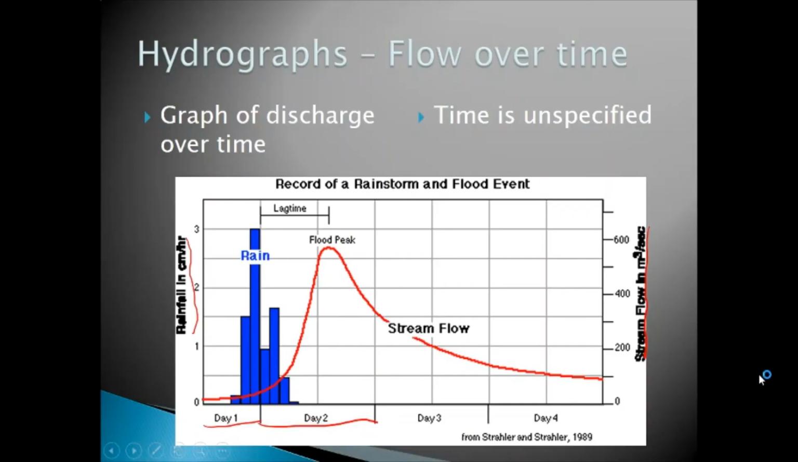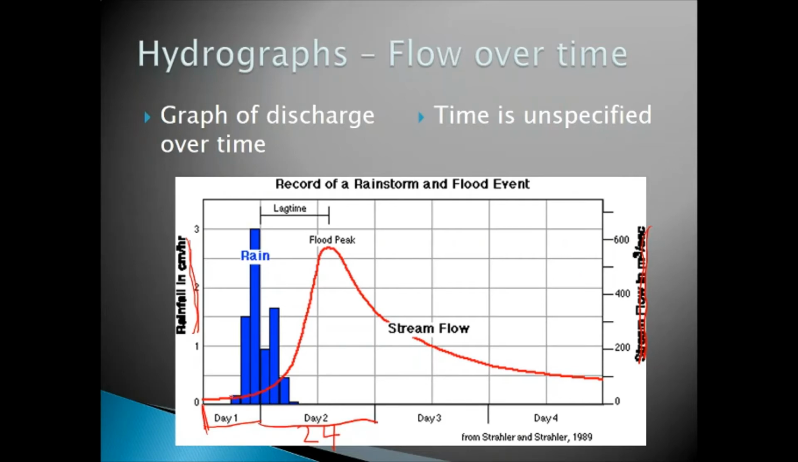All right, so now let's move into thinking about how much water is flowing down the stream over time. What we use to do this is called a hydrograph. A hydrograph is a graph of discharge over time. Time is unspecified, and we'll see how that's important later on. What we've essentially got here are 24 hours, at the beginning of the day, and different days here. We've got rainfall in centimeters per hour over here, and then stream flow in cubic meters per second over here. Sorry, I drew through that.